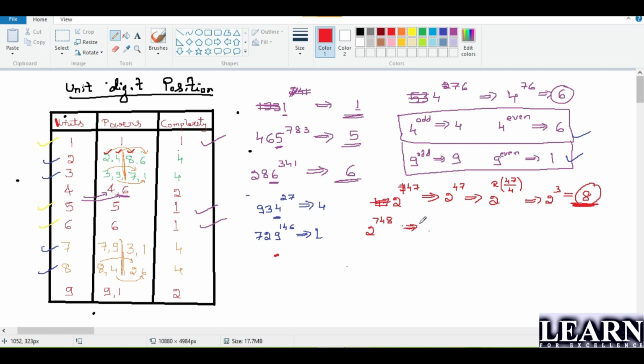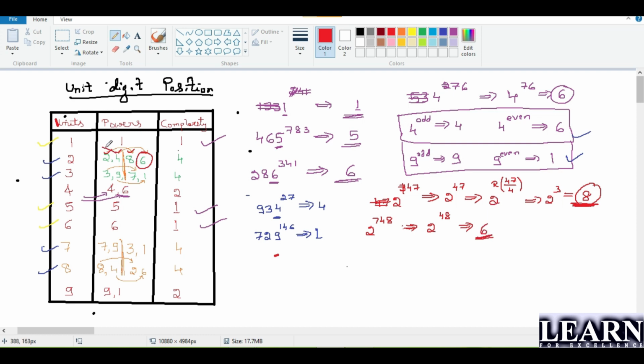Okay. Now look here. Sometimes you may have one small confusion here. I know 2 to the power 748 is nothing but 2 to the power 48, because we are just talking about the powers with the last two digits here. Now 48 is completely divisible by 4. We are left with nothing, right? There is no remainder. Guys, when we have any power with no remainder, then we go to the last digit. That is nothing but 6.